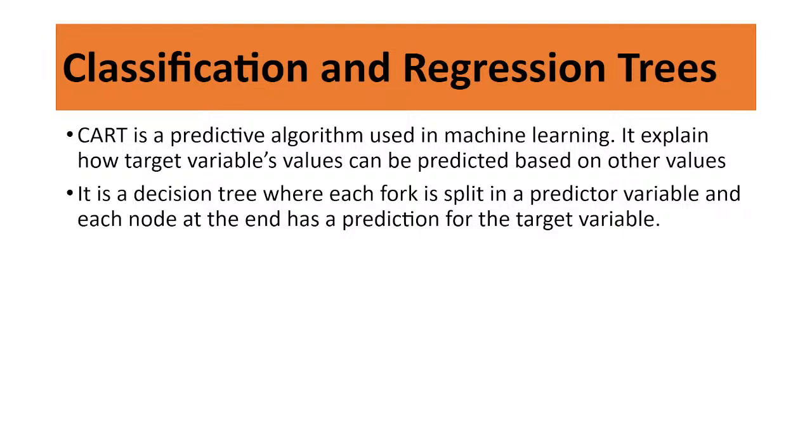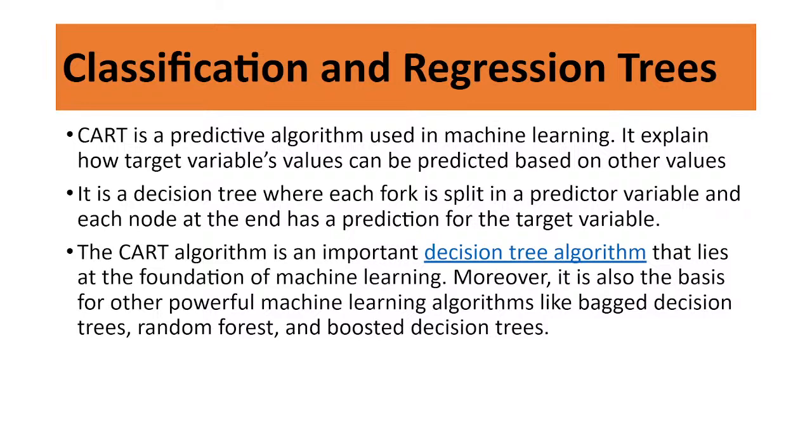And what is the node? The node is the final output from the decision tree, which at the end has the prediction for the target variable. The CART algorithm is important because the decision tree algorithm lies at the foundation of machine learning. Moreover, it is also the basis for other powerful machine learning algorithms such as random forest.